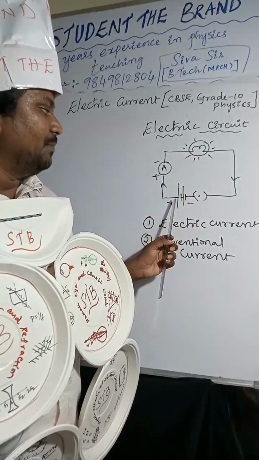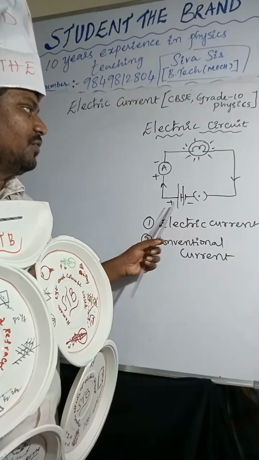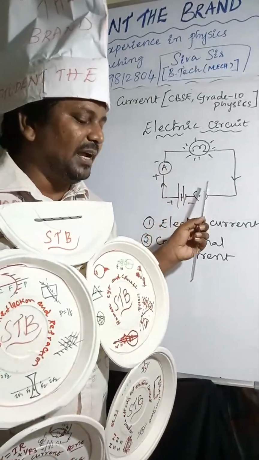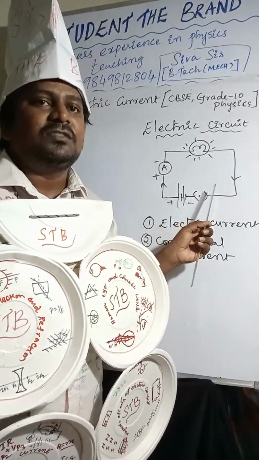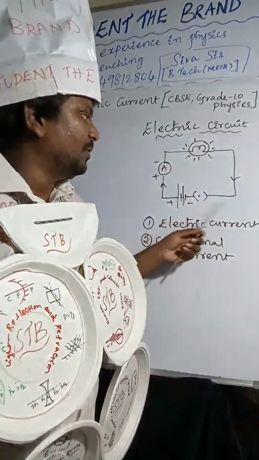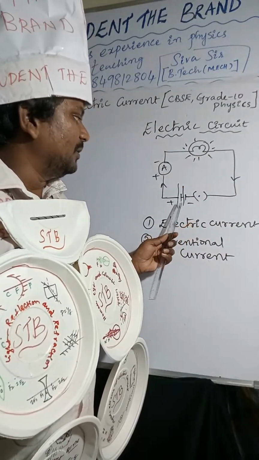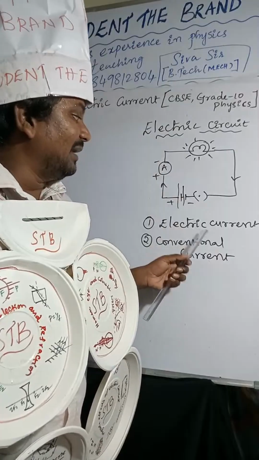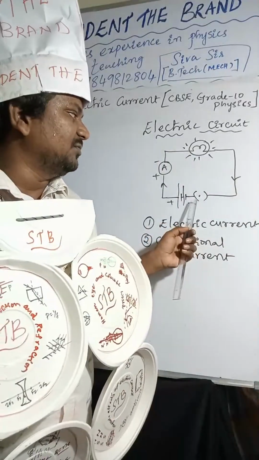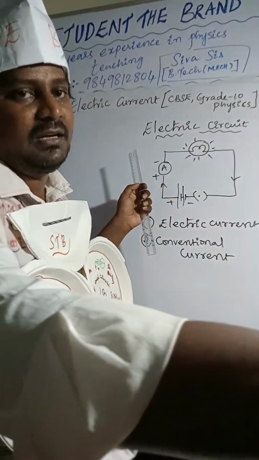So positive terminal has high potential. Negative terminal has low potential. So positive charges will move from high potential to low potential, whereas electrons will move from low potential to high potential. Positive charges move from positive terminal to negative terminal. Electrons will move from negative terminal to positive terminal. So that is about electric current.